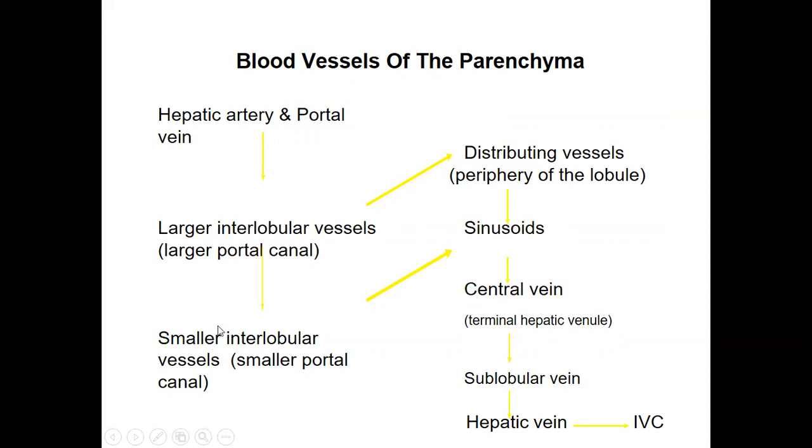From the larger one, some of it will also go to the smaller interlobular vessel, the smaller portal canal, that will finally go into the sinusoid, and then go into the central vein. Okay, the terminal hepatic venule, and then from the central vein, we go to the sublobular vein, and then go to the hepatic vein. Finally, we go to the inferior vena cava. Okay, so this is the pathway. So you can see here, this is the pathway.